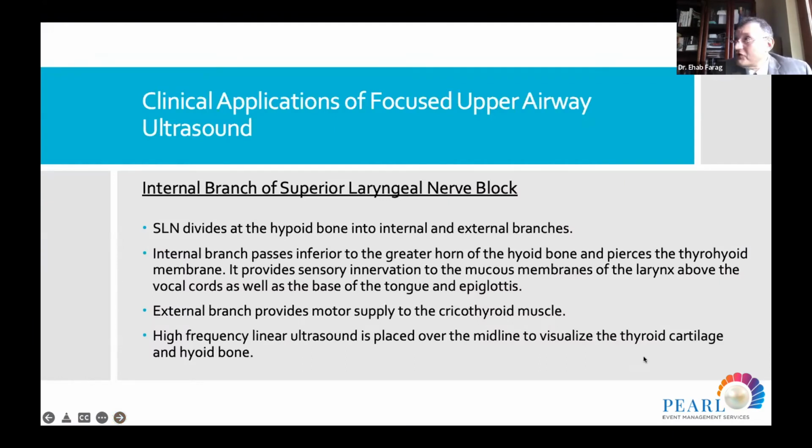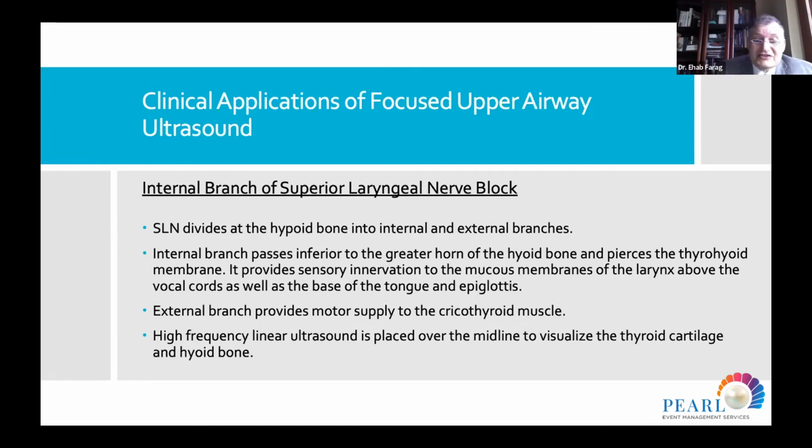Also, you can use it for the internal branch of the superior laryngeal nerve block for either upper airway block or the awake, especially the awake fiber optic. The internal branch of the superior laryngeal nerve passes inferior to the greater horn of the hyoid bone and pierces the thyrohyoid membrane. It provides sensory innervation to the mucous membranes of the larynx above the vocal cords, as well as the base of the tongue and epiglottis. The external branch is motor to the cricothyroid muscle, and this affects the pitch.